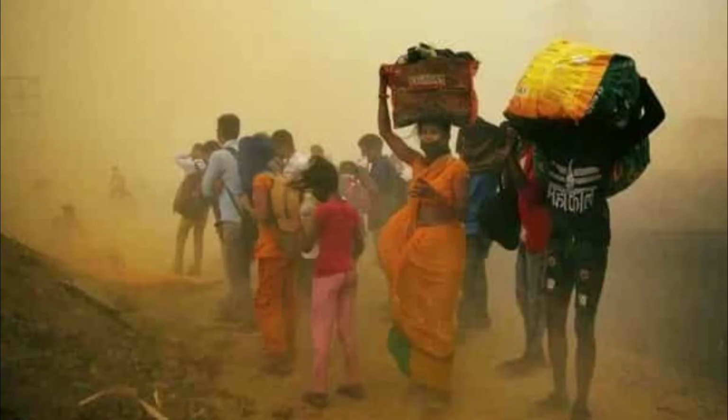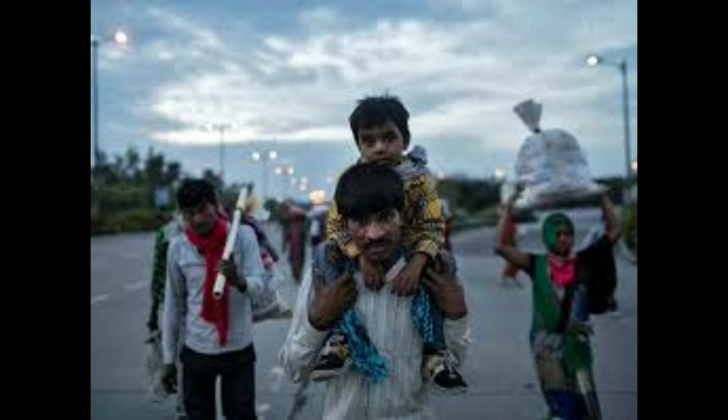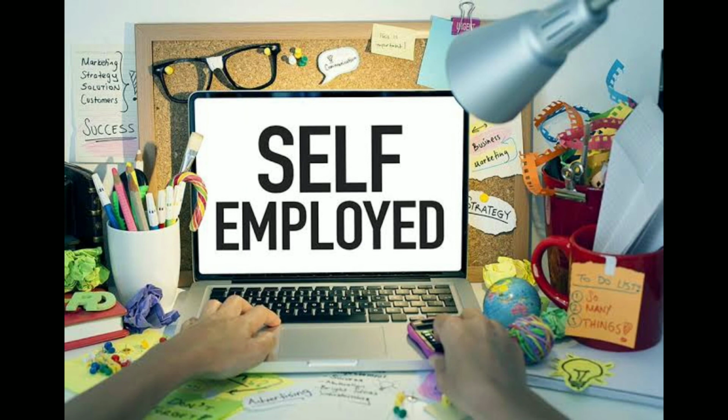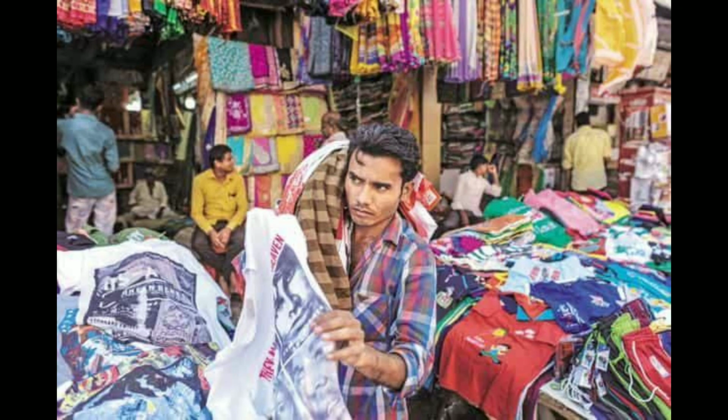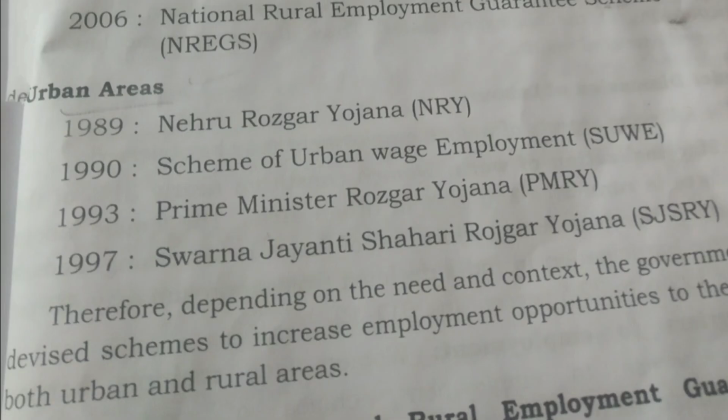Low mobility of labor is also one of the reasons for unemployment. Because of their family loyalty, people generally avoid migrating to far-off places for work. In order to reduce unemployment in our country, the central and state governments have implemented varied employment generation programs through five-year plans. Their main aim is to enable the people to generate self-employment, especially for unskilled workers. The following are some of the important employment programs adopted in India among rural areas and urban areas.